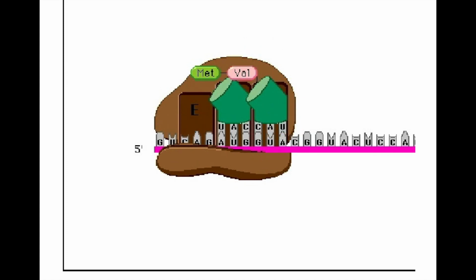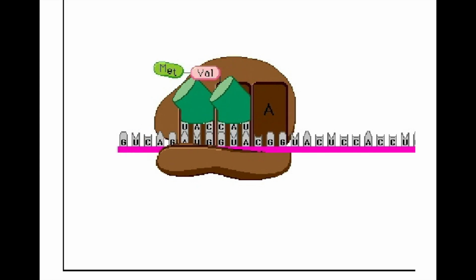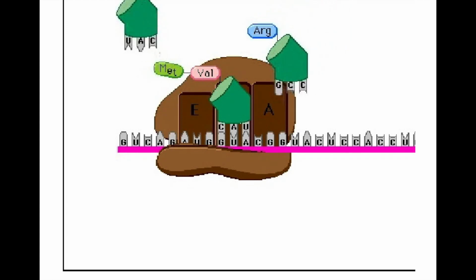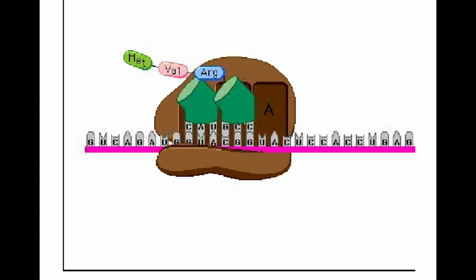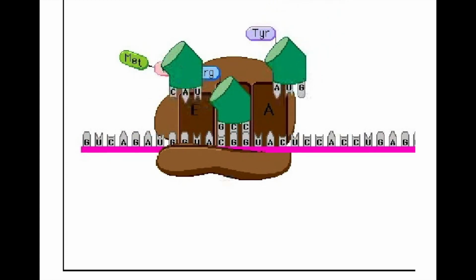Part of the ribosome catalyzes the formation of a peptide bond between the amino acid extending from the P site and the amino acid extending from the A site. The tRNA in the A site now translocates to the P site. The tRNA that was in the P site moves to the E site and exits from the ribosome. Meanwhile, a new tRNA brings its amino acid to the A site and the process is repeated.